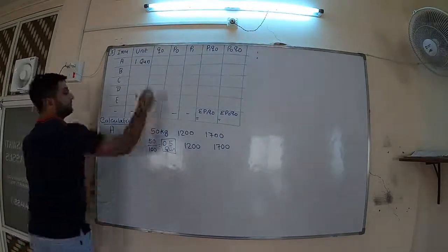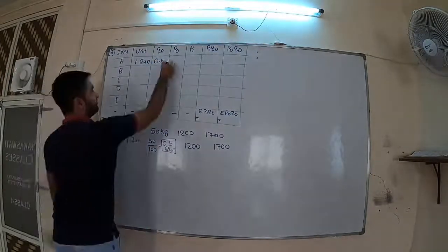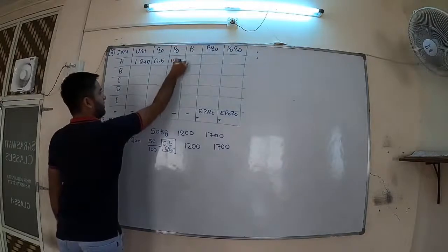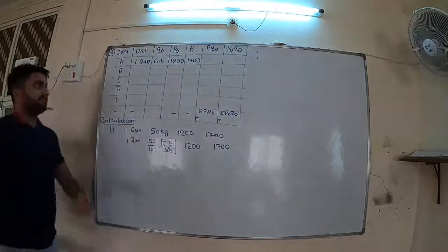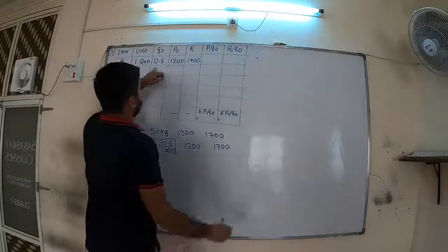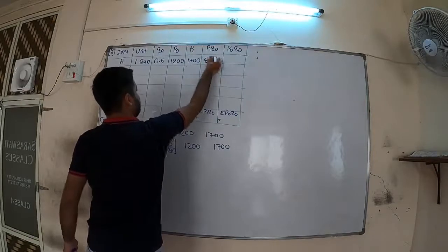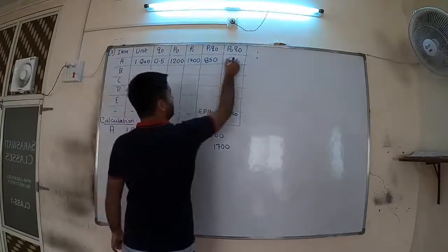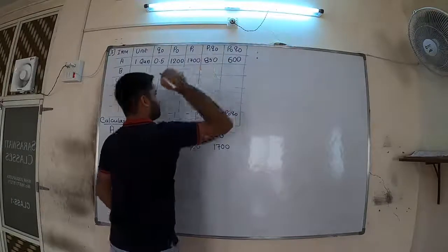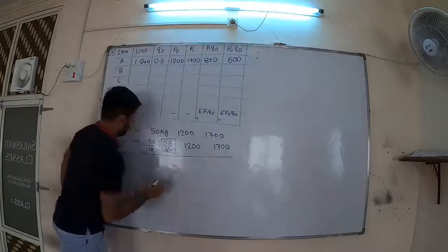Okay, 1 quintal, 0.5, 1200, 1700. Okay, P1 Q0, 1700 into 0.5 is 850. P0 Q0, 0.5 into 1200 is 600. Okay, this is about item A.